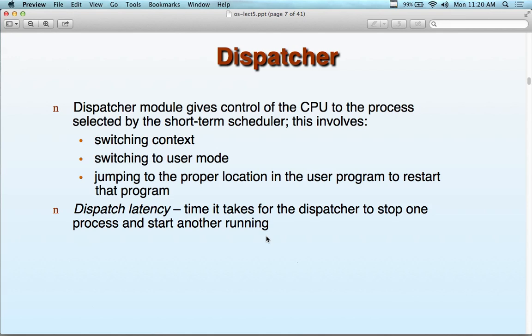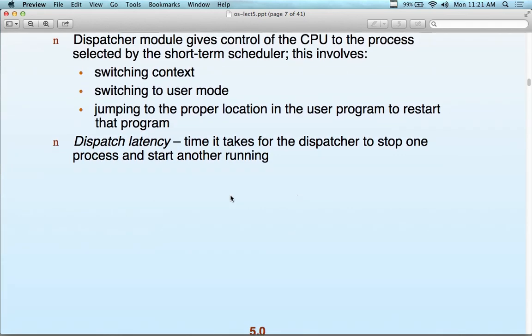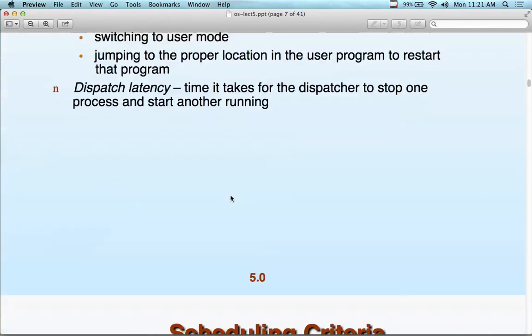We have a dispatcher that works with it. The dispatcher juggles the processes between all these different queues essentially. That includes jumping to the proper location in the user program, restarting the program, and switching to user mode from kernel mode. Remember the dual mode processing that I talked about in the first week of class. So we also have, besides context switching, another term called dispatch latency, which is another time-consuming part. I shouldn't say wasted time; it's just another factor. It's the time it takes for the dispatcher to stop one process and start another one. It's referred to as dispatch latency.